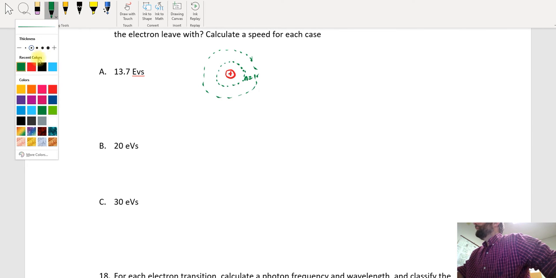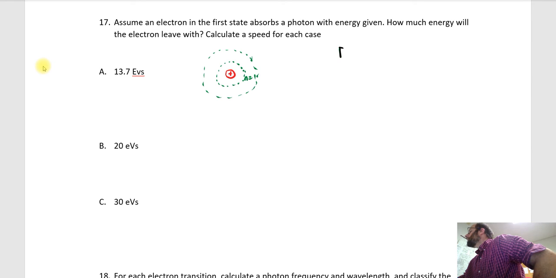The energy of an electron in any shell can be calculated by minus 13.6 eV over n squared, right? That's not something I would expect you to memorize. I'm going to be letting you use a page of notes for your final exam, so you can write that on there. So in the first state, that means n equals 1.